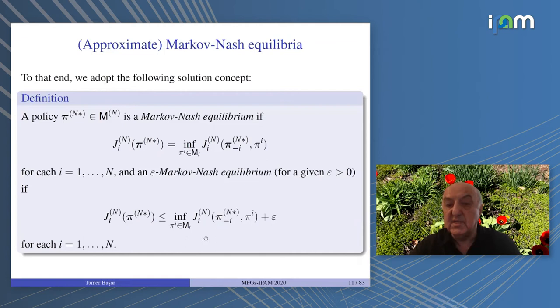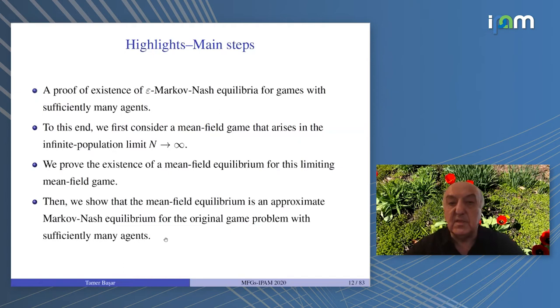I'll give the highlights of the main steps; I will not be able to go into the details of the technical proofs. We have a proof of existence of epsilon Markov-Nash equilibria for games with sufficiently many agents. That's the bottom line, and this is the first paper which I listed. We first consider a mean field game that arises in the infinite population limit. We prove the existence of a mean field equilibrium for this limiting mean field game. Then we show that the mean field equilibrium is an approximate Markov-Nash equilibrium for the original game when we have a sufficiently large number of players.